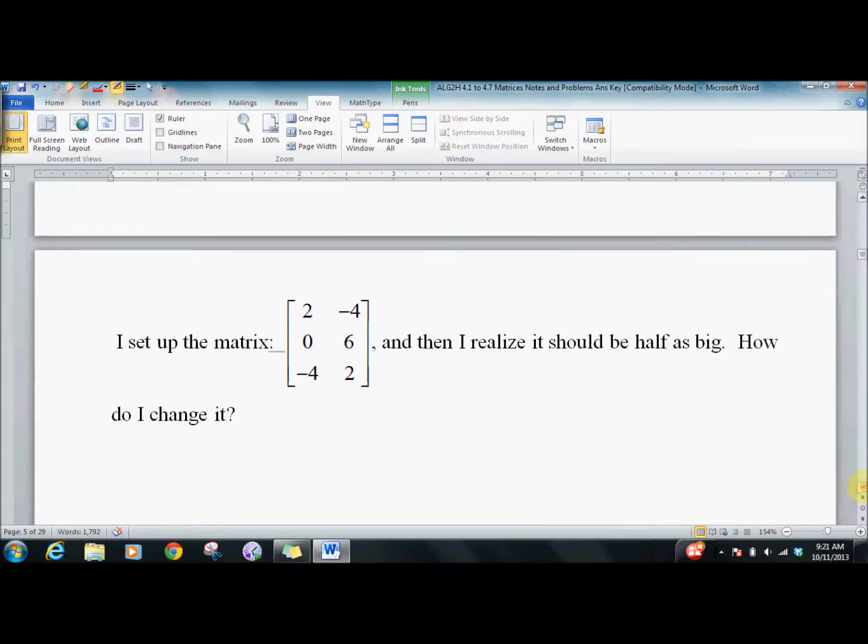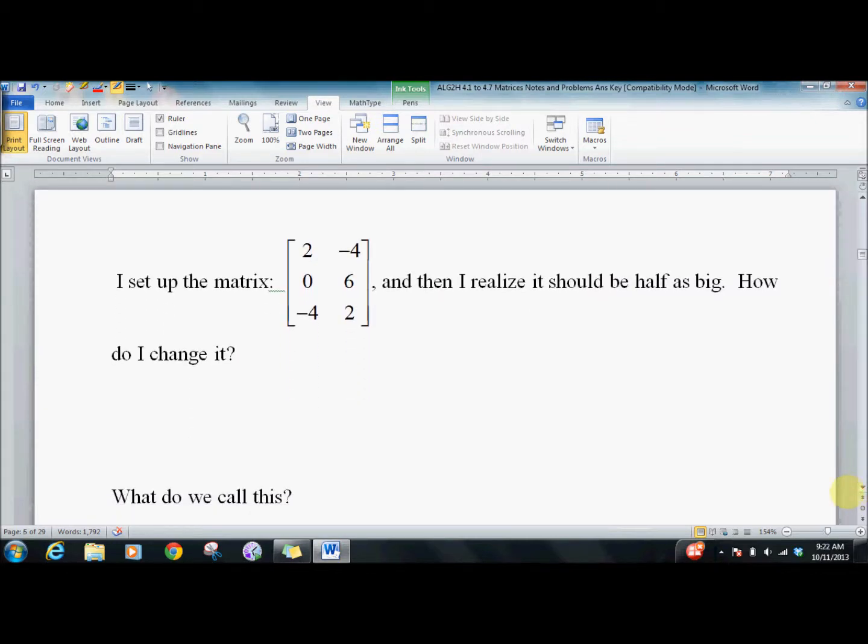So we'll do something called scalar multiplication. It means we multiply the whole matrix by one single number. Scalar is the opposite of a vector. A vector has two aspects to it. A scalar has just one, in this case, a magnitude. So I realize that these are people at a wedding or something like that. I have no idea. I realize, oh, it should be half the size. So we do what's called scalar multiplication and multiply by 1/2.